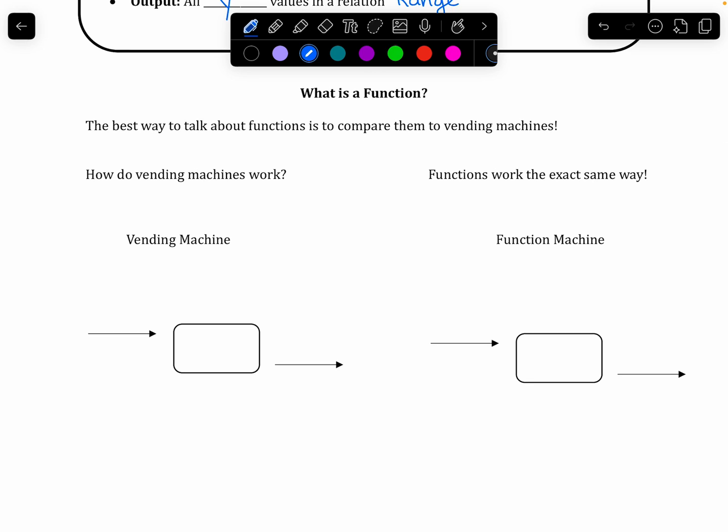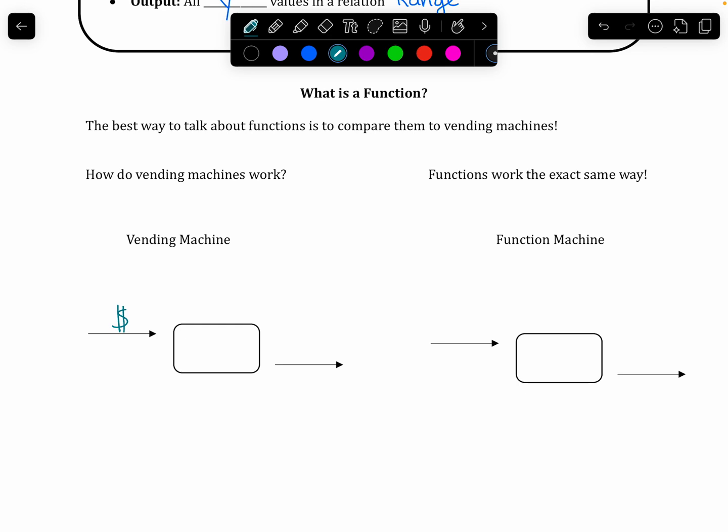I like to talk about functions as being like a vending machine, okay? So think about when you go up to a vending machine. You look at the vending machine, you say, I want that Snickers bar right there. And the first thing that you do is you put money into the machine. And the machine says, great, I got your money. So when you put the money in, that is your input, okay? So that is your money. Money goes into the machine.